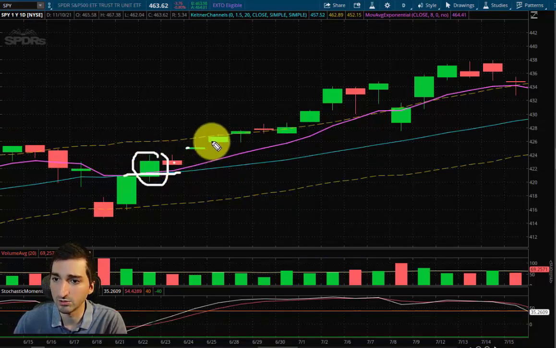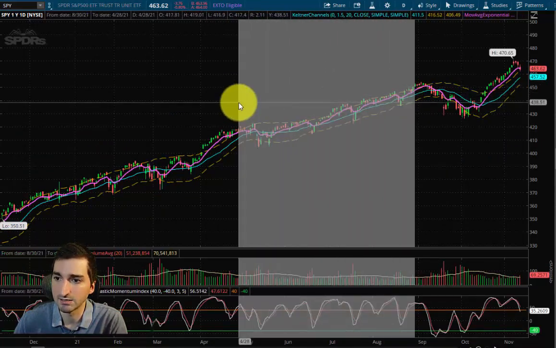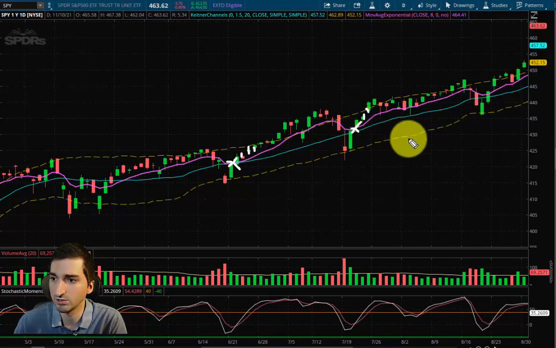And then 1, 2, 3, we hit the target. All right, so a little bit slower than usual, but it made it there. Fast forward again, and you can see cross up, 1, 2, 3, cross up, 1, 2, cross up, 1, 2. All right, made it to the upper Kel.